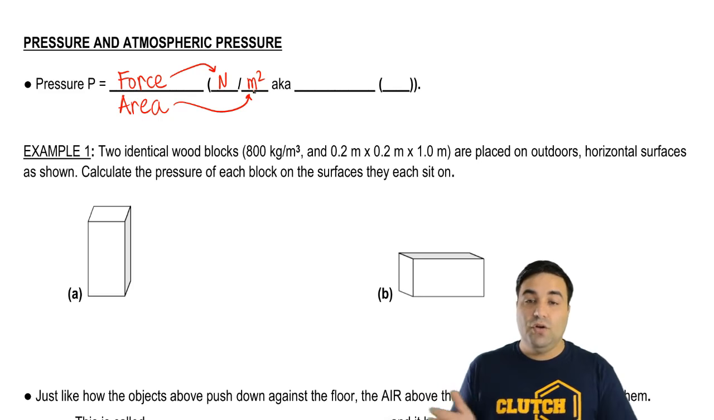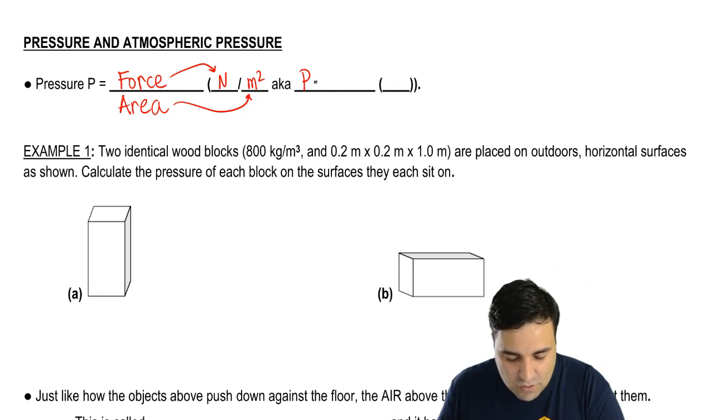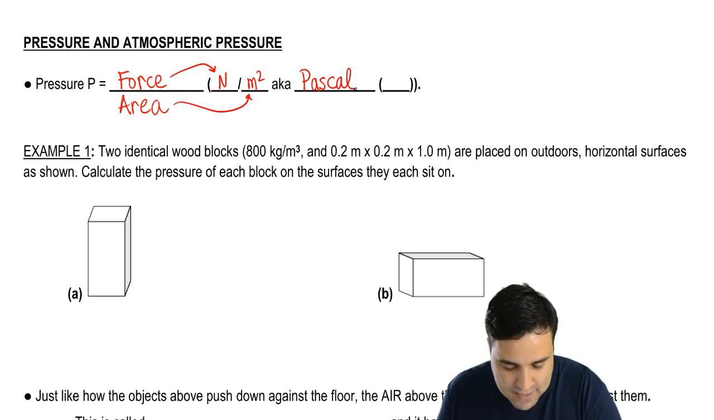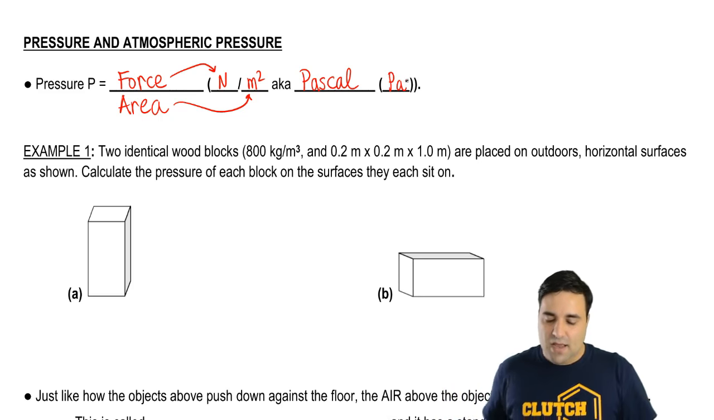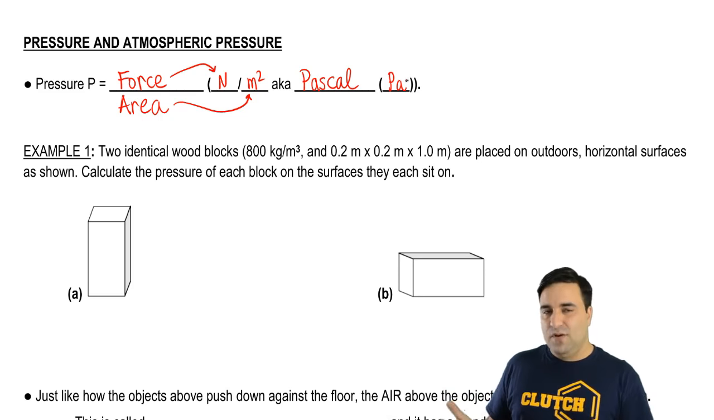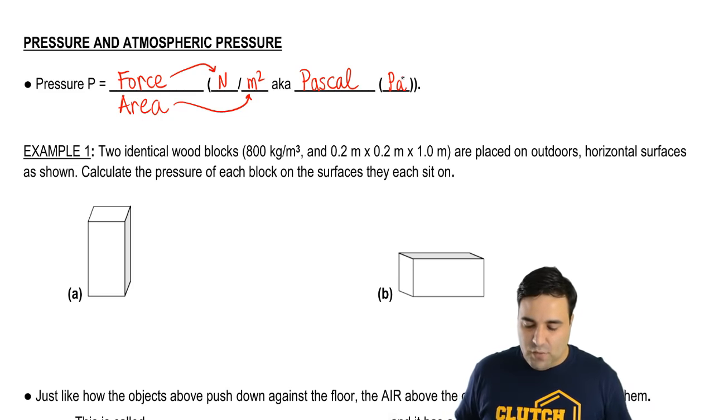Now they got tired of writing Newtons per square meters over and over again, so they decided to call this something, and this is called a Pascal, named after Mr. Pascal, abbreviated Pa, and it just means that if you have one Pascal, you have one Newton per square meter. Let's look at a quick example here.